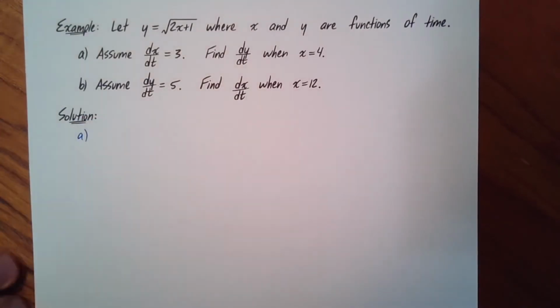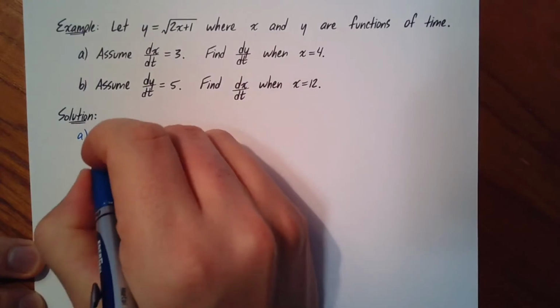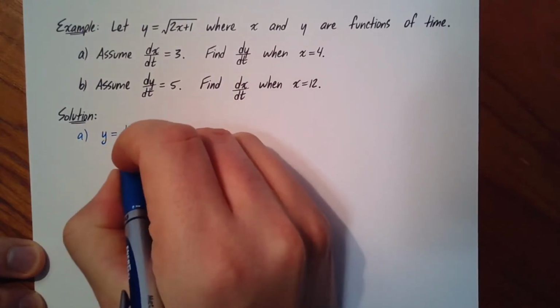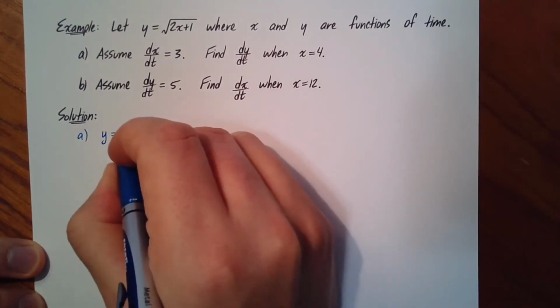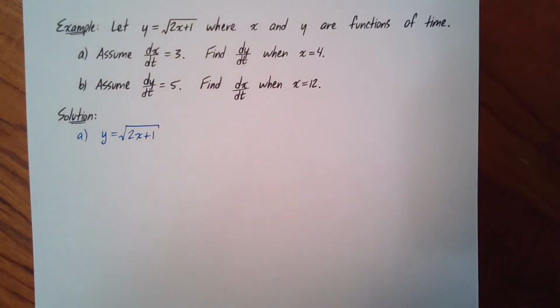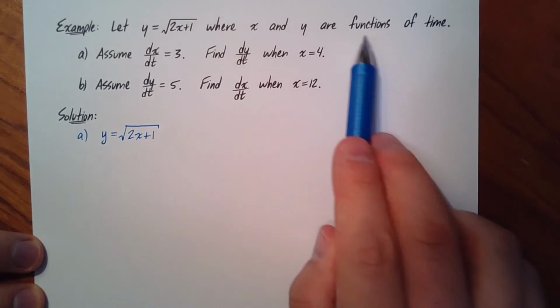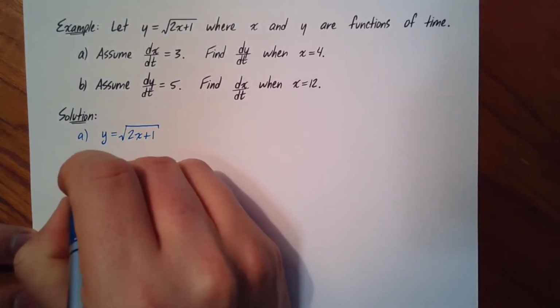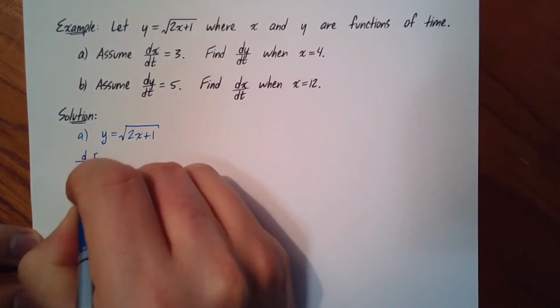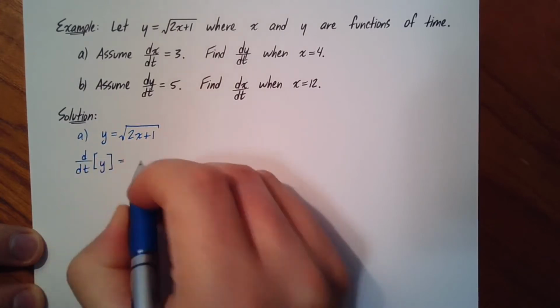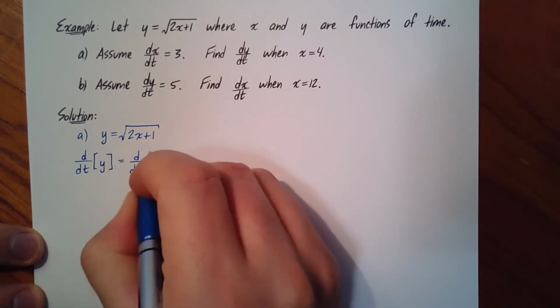So we're going to start by looking at our relationship. We've got y is equal to the square root of 2x plus 1, and we're going to take the derivative of both sides of the equation, just like we did in the previous section, but we're not going to differentiate with respect to x this time. We're going to differentiate with respect to this external variable time, since both x and y are functions of time, as we're told in the question. So let's take the derivative with respect to time of both sides of the equation.